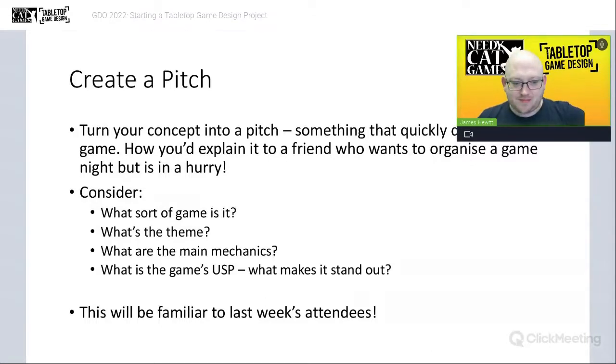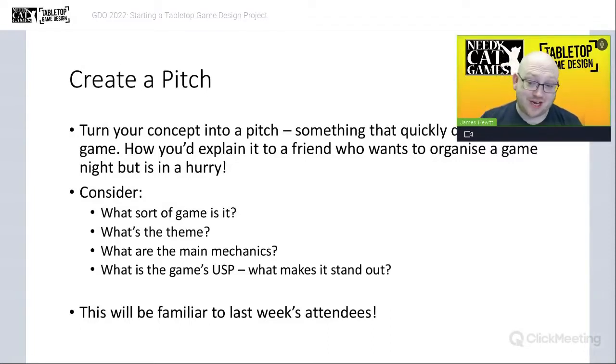And it says, here are some things to consider. What sort of game is it? What's the theme? What are the mechanics? What makes it stand out? What's the USP? And you can take that pitch, and that's the thing you can refine over time, but that can become a mission statement for your game. This is the game you're trying to make. You can, of course, change it down the line, but you don't have to. You can stick with it forever.